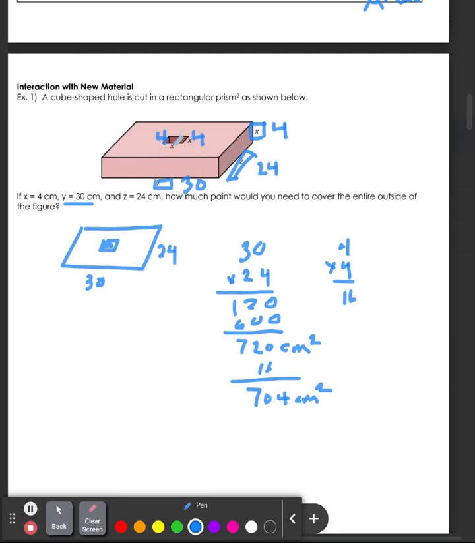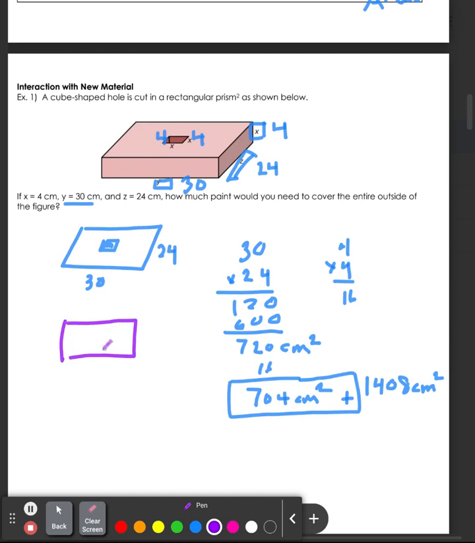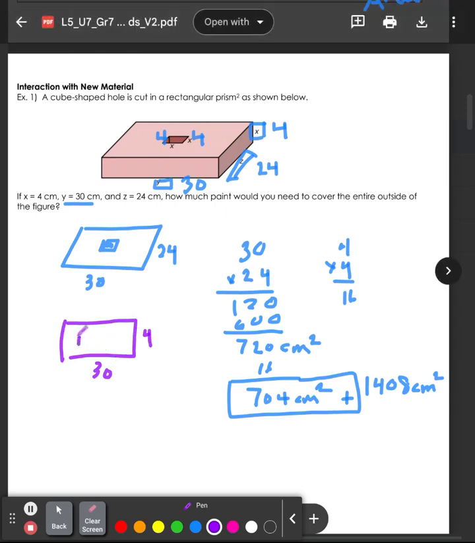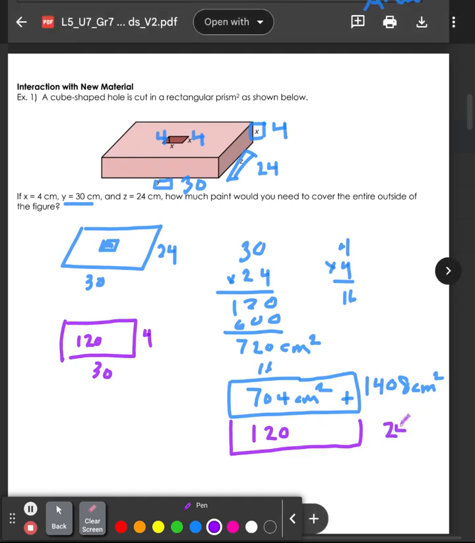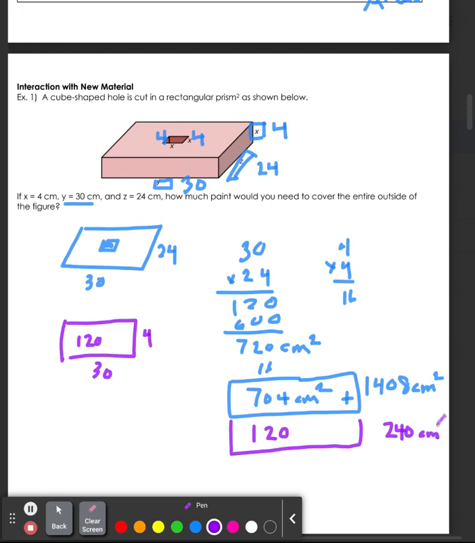Now we know if we can calculate the top, then we can calculate the bottom as well. So we're just going to want to double this to give us 1,408 centimeters squared for the top and the bottom. Now what about the side face? We're going to call this the front face of the rectangular prism, which is 30 by 4. Well, 30 times 4 is 120 centimeters squared. So we're going to take that 120 centimeters squared and double it, which would give us 240 centimeters squared.